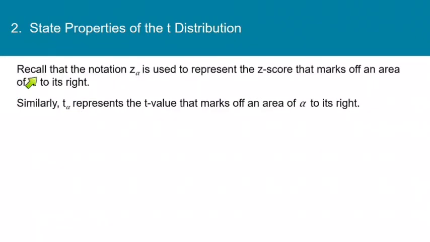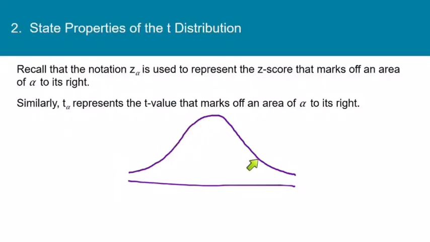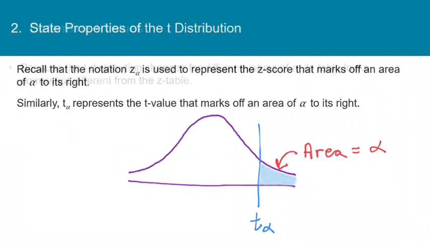Now, just a note about notation. You may remember that the notation z sub alpha is used to represent the z-score that marks off an area of alpha to its right. Similarly, t sub alpha represents the t-value that marks off an area of alpha to its right. So if we have a t-distribution and we mark off a t-score, then if the area in the right tail is equal to alpha, then that t-score is t sub alpha.